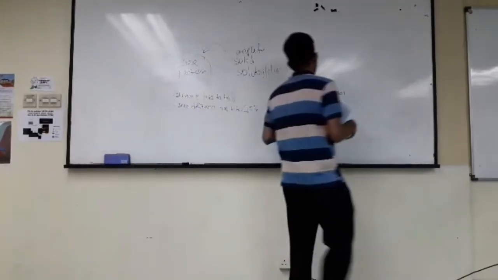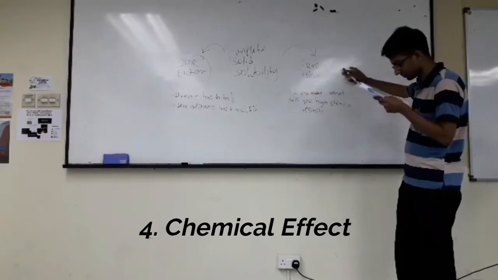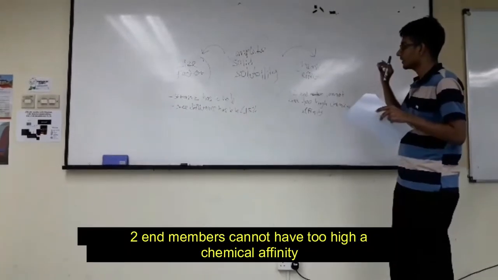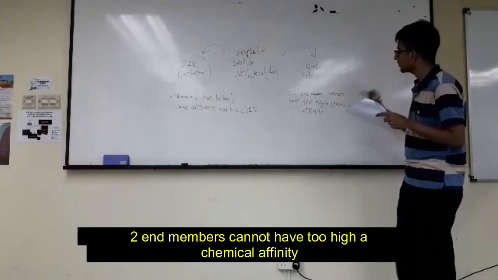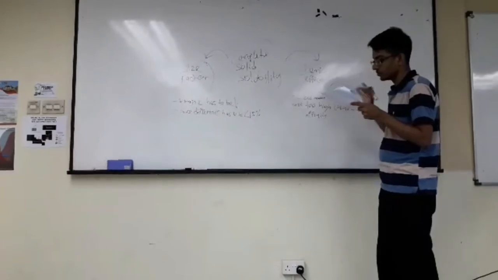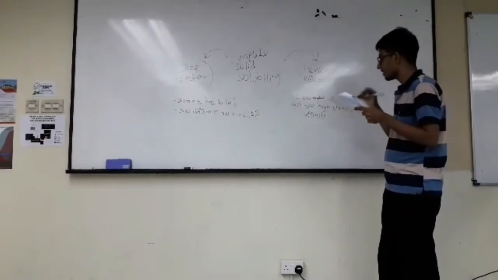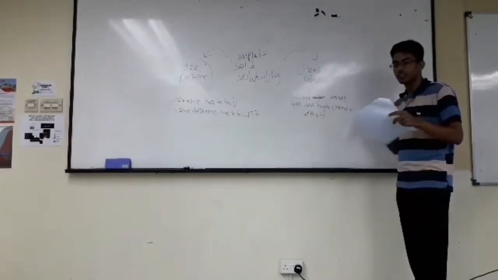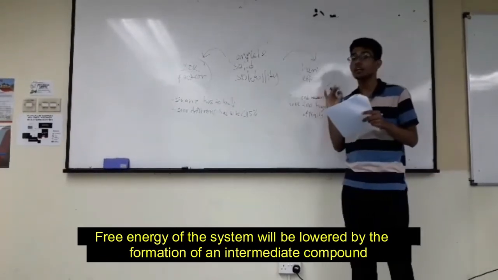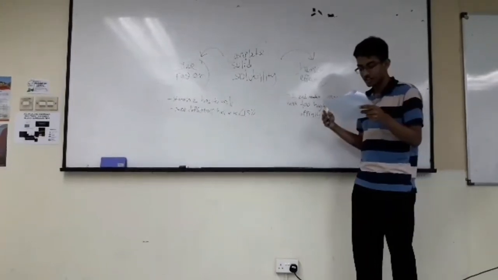The next factor that affects complete solid solubility is the chemical effect. For the chemical effect, the two end members involved in the solid solution cannot have too high a chemical affinity. It should be only small or intermediate. If it has a high chemical affinity, what will happen? The free energy of the system will be lowered by formation of an intermediate compound. It will form an intermediate compound.